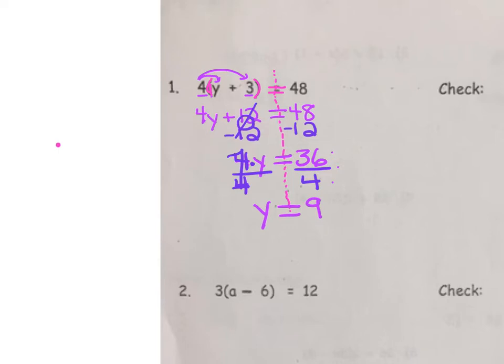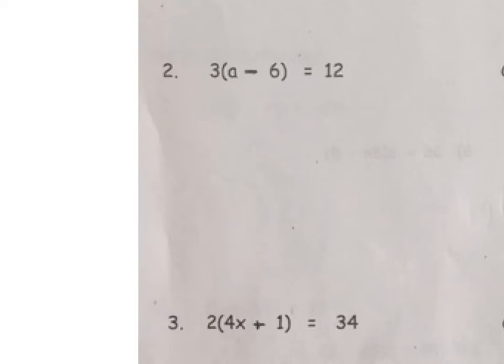Let's move on to problem number 2. Again, in problem number 2, drop a dotted line down the equal sign and put a 1 in front of the variable a. You're going to multiply each term by 3. 3 times 1 is 3a minus, and 3 times 6 is 18. Now that we've eliminated the parentheses, it's time to solve.